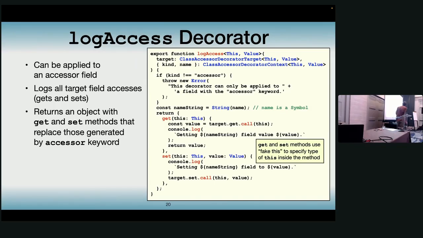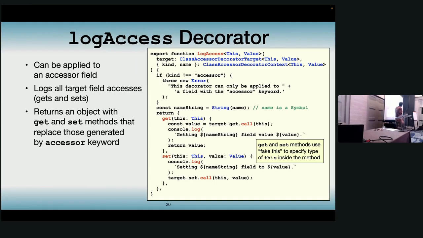Then I'm doing some of my own error checking at runtime, and I'm saying if the kind of the thing that you applied this to is not an accessor, you're using this incorrectly, and I'm just going to throw with that error message. But as long as you applied it to an accessor, I'll take the name, which is a symbol, and I'll convert it to a string. And then my job is to return new getters and setters. So I'm returning an object that has get and set methods that know about the type of the object I've applied it to with the this there.